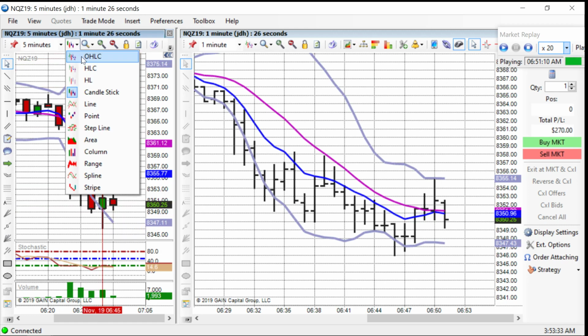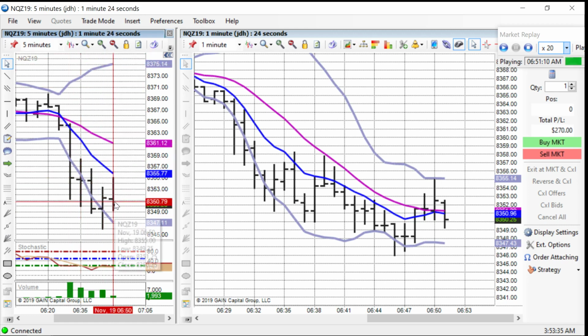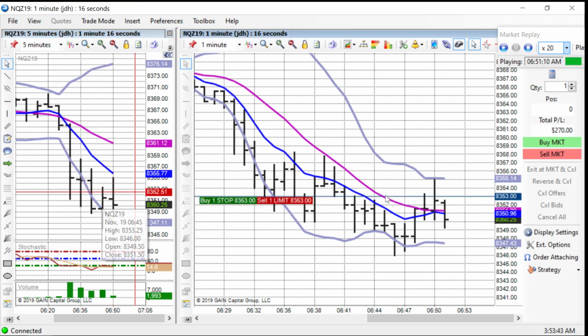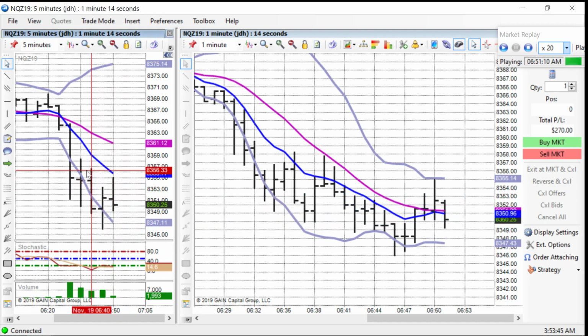But I use just the plain old bar charts because it shows me these hook formations a lot better. So at the same time I'm looking at the 1-minute chart, I'm also trading what I see on the 5-minute chart here.